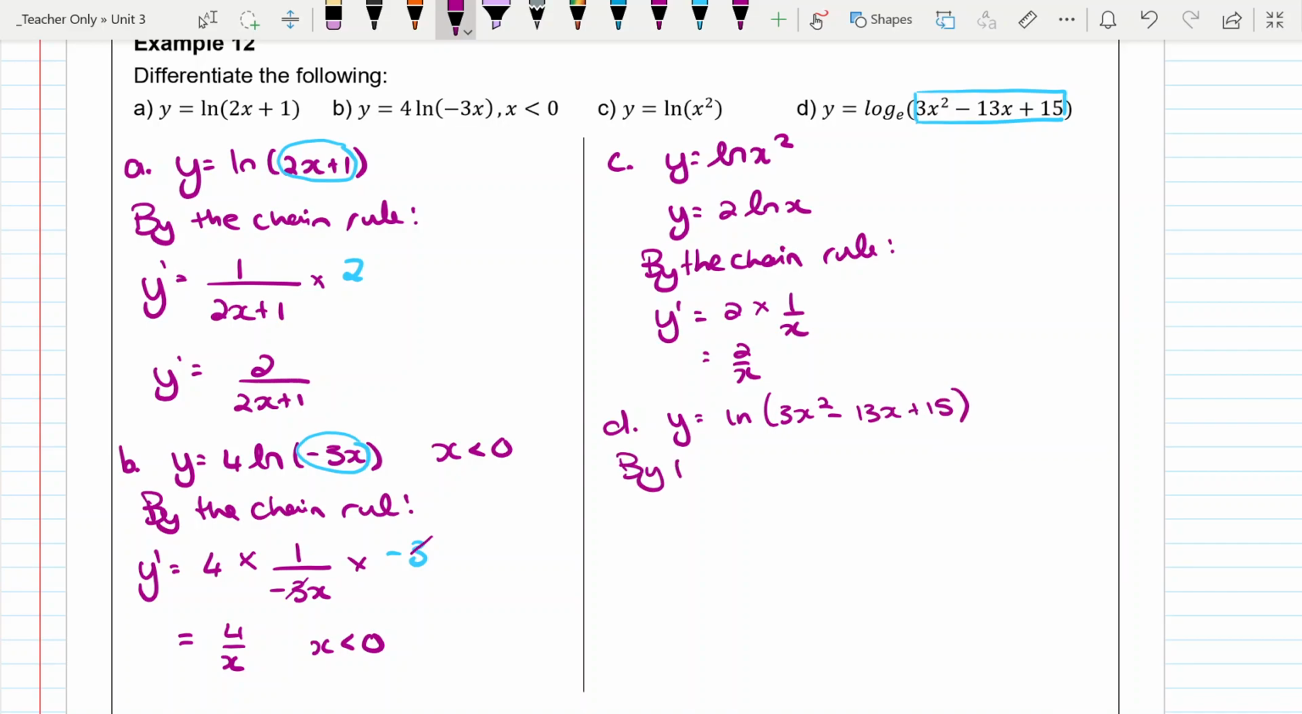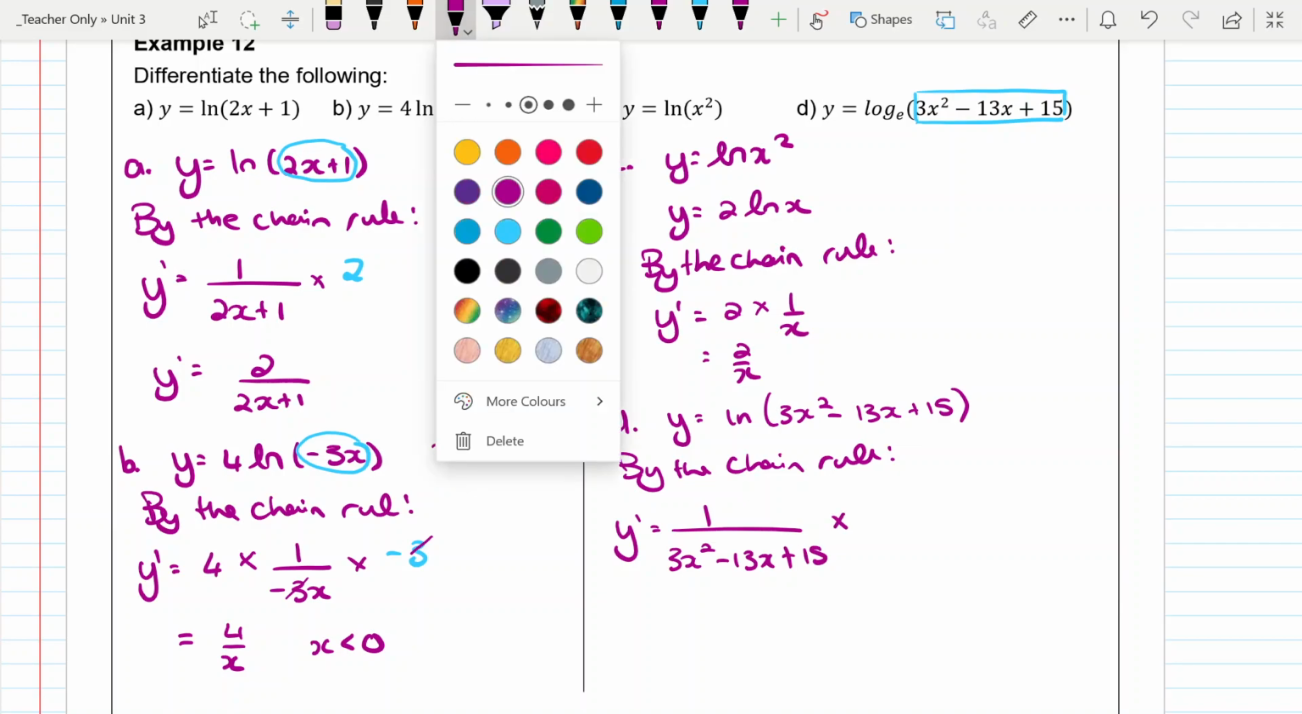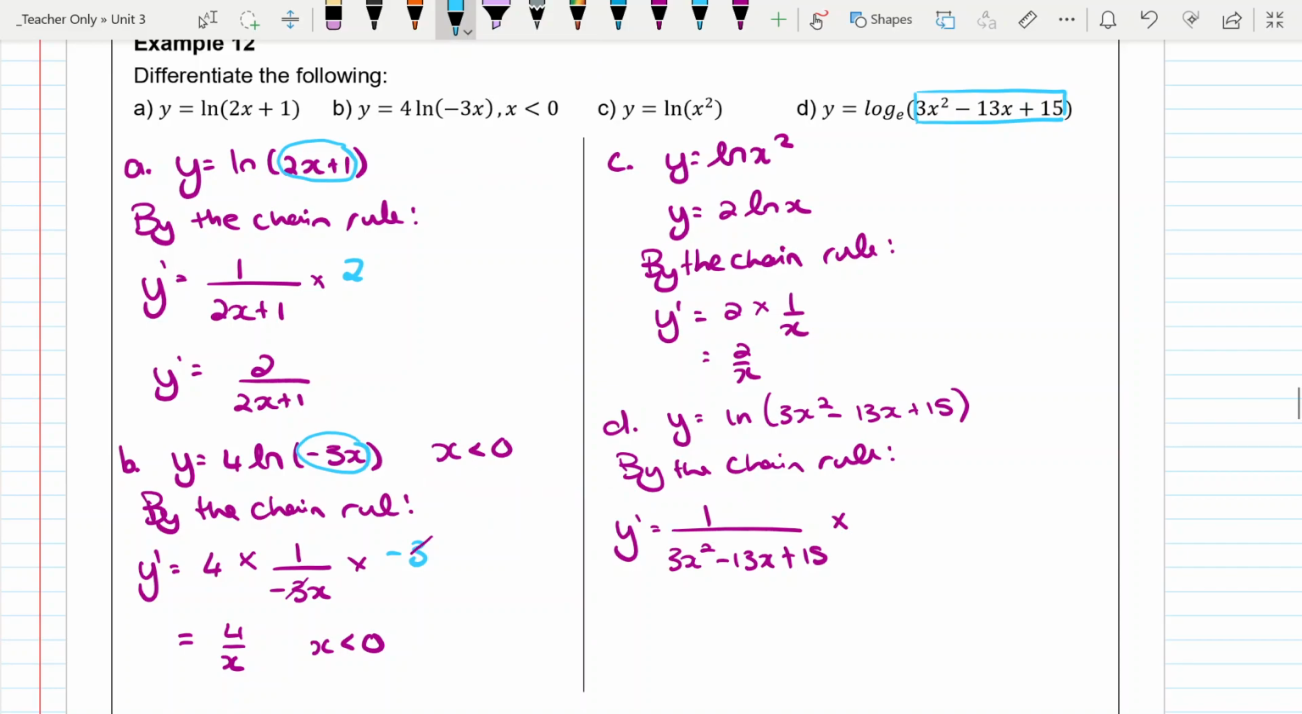And using my chain rule, my derivative is going to be, now it's 1 over that inside function. So 1 over 3x squared minus 13x plus 15. And I need to multiply that by the derivative of that inside function, which is going to be 6x minus 13.